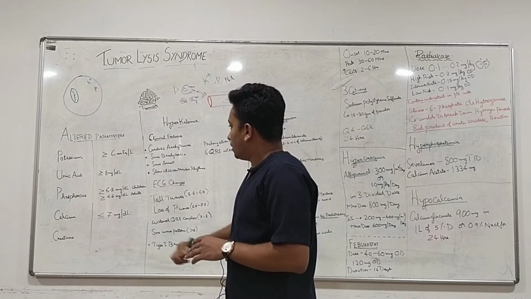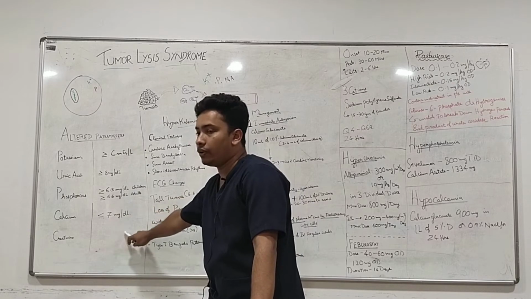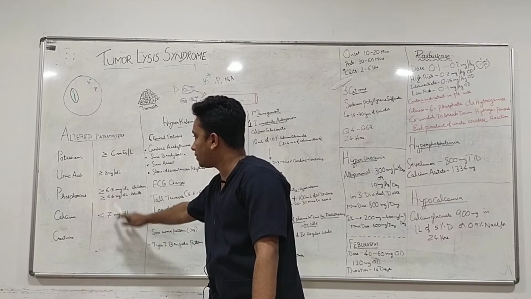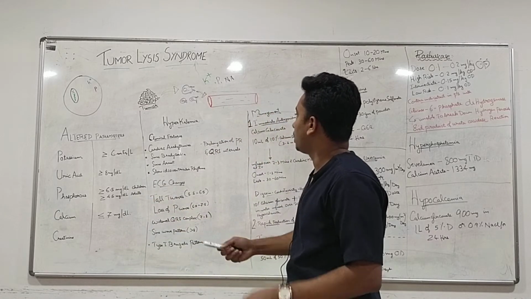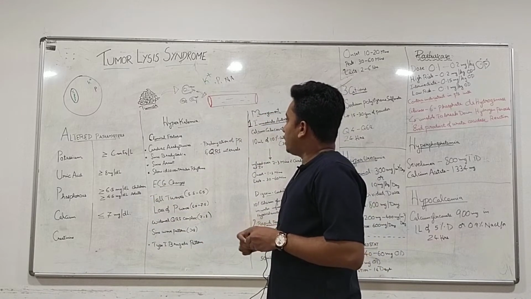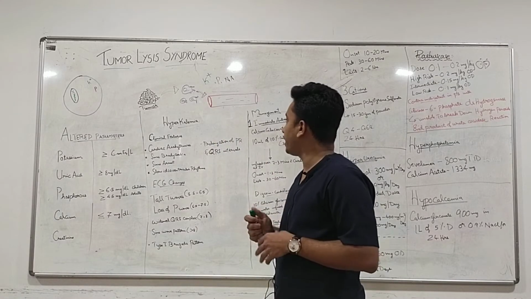So these are the 4 parameters you mainly have to monitor, and creatinine will automatically be managed when you monitor these 4 parameters. In case not, we'll see further management. So you can see hyperkalemia, where potassium will be very high.